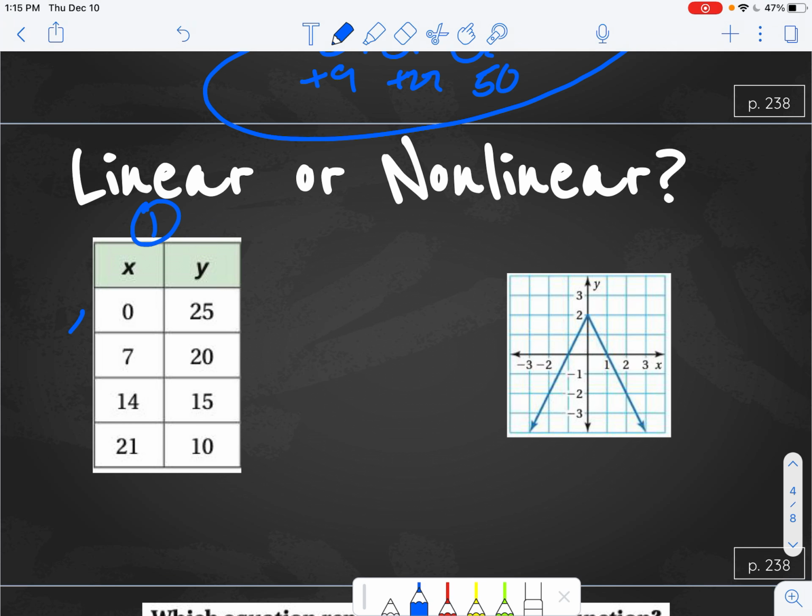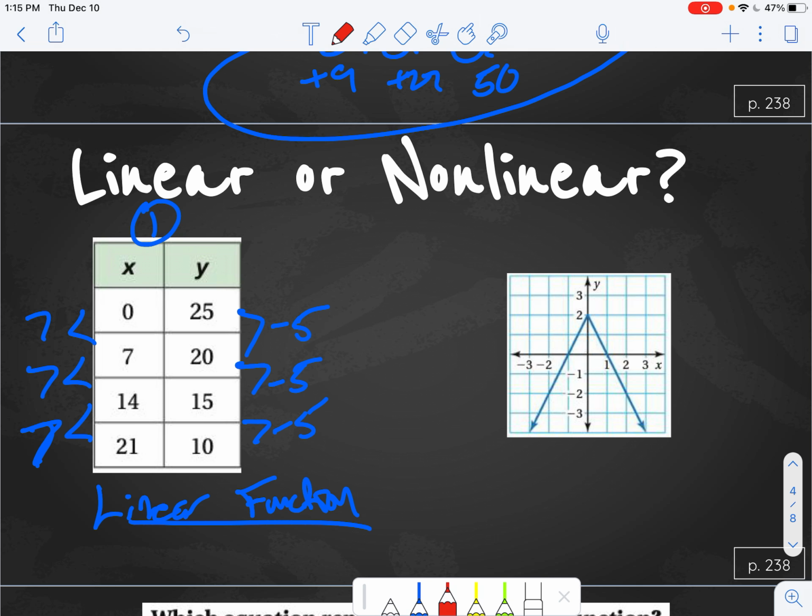From 0 to 7, we have a change of 7, change of 7, change of 7. So far our x's are looking good. They have that constant change. Our y's are -5, -5, and -5. So just by looking at that, we can see that yes, this is a linear function.